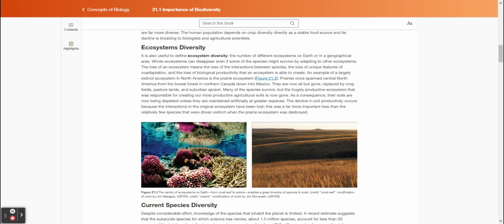Figure 21.3. The variety of ecosystems on Earth, from coral reef to prairie, enables a great diversity of species to exist.